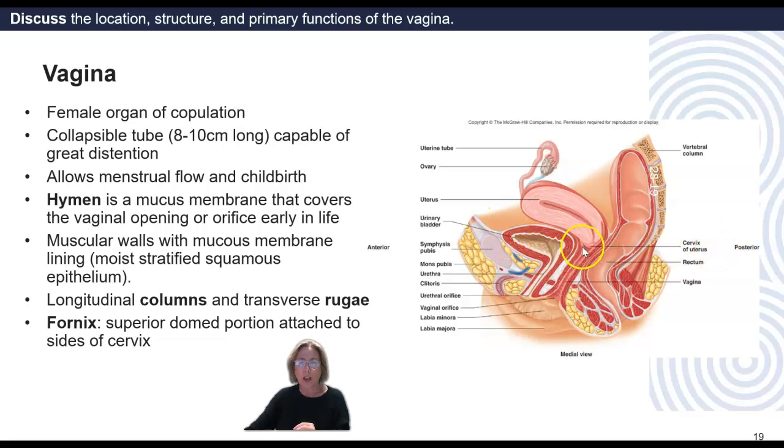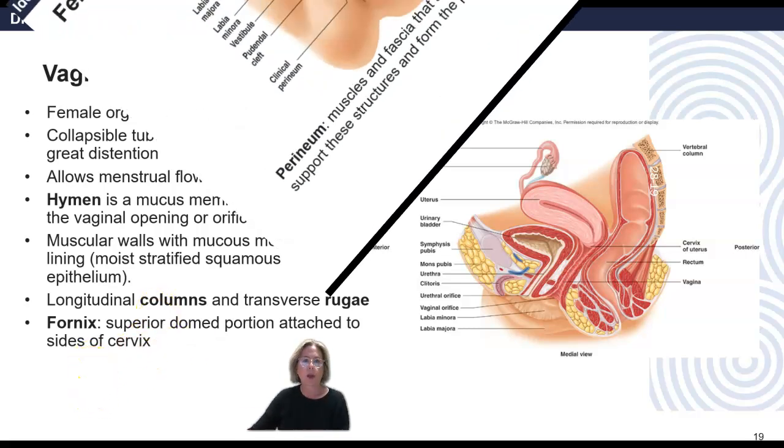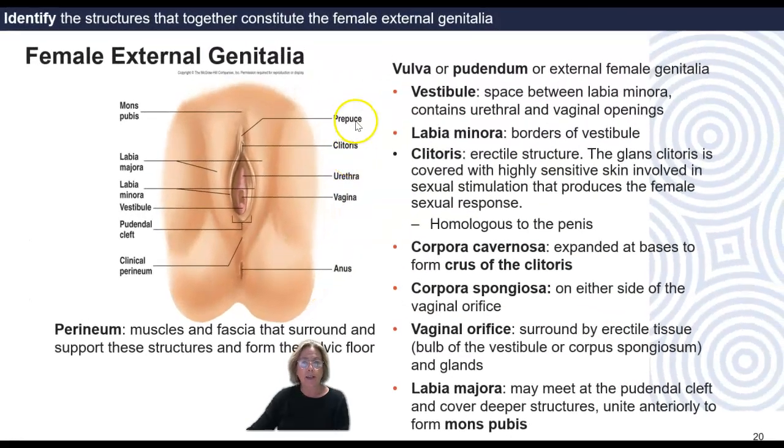The fornix then is that part of the vagina that is the superior domed portion, which is attached to the sides of the cervix. Now looking at the female external genitalia, the perineum is that region that contains the muscles and the fascia that surround and support these structures and form the pelvic floor. Now, in terms of the external genitalia, it's known as the vulva or the pudendum, or the external female genitalia, right?